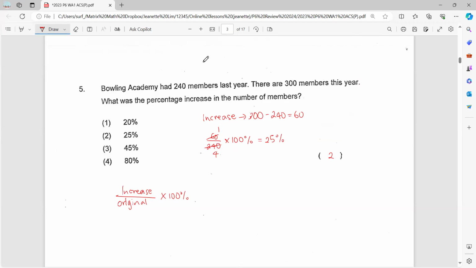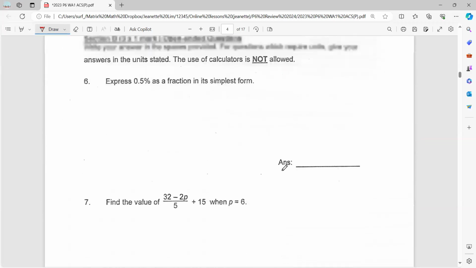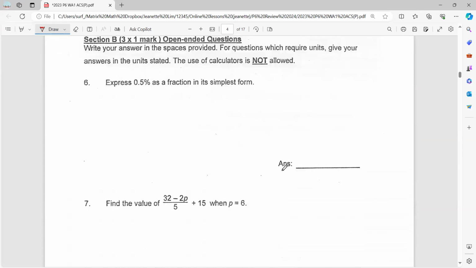Okay, now let's look at section B. Section B, again, no calculators are allowed. Express 0.5% as a fraction in its simplest form. Okay, if you have a percentage, and you want to convert it to decimals or fraction, we always divide by 100. Example, how can you convert 50% to a fraction? You always divide by 100, right? So it's 50 over 100.